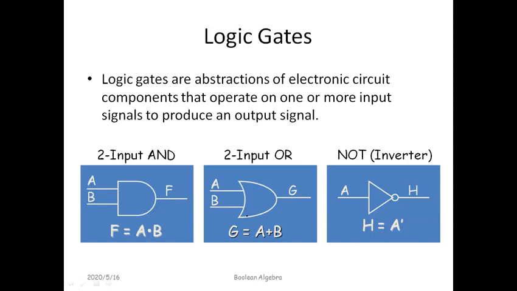So the second is the two-input OR, where A and B are the inputs and G is the output. Then we have the NOT, which is also known as the inverter. The input is A and the output is H, where H is equal to A bar. So this gate inverts the input. You put in a 1, it takes out a 0. You put in a 0, it takes out a 1. So that is what this gate does.